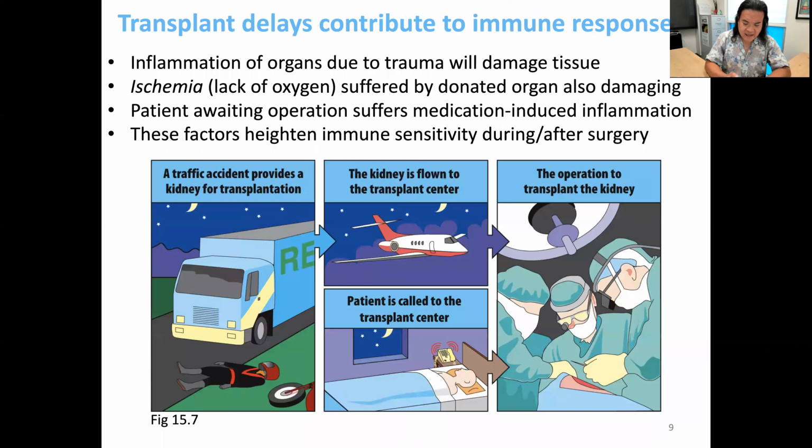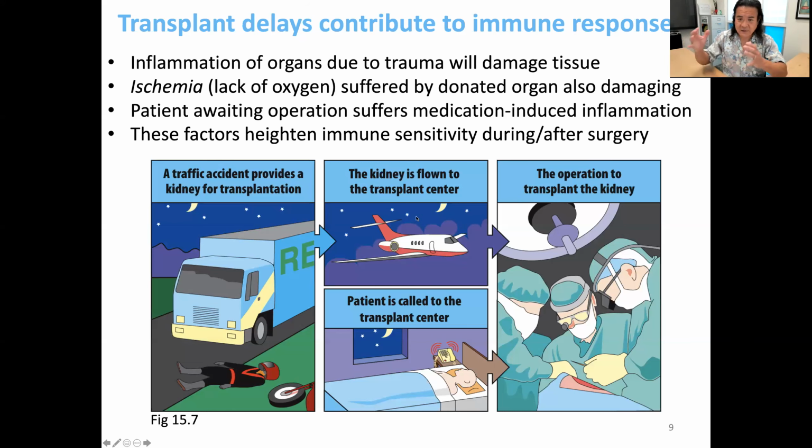So even the procedure itself, the transplantation, has many opportunities for the immune system to freak out and start an immune response. Consider a scenario where an organ becomes available for donation, in this case from a traffic accident. Importantly, this is a totally normal, otherwise healthy individual with a normal, healthy kidney. It becomes available now.